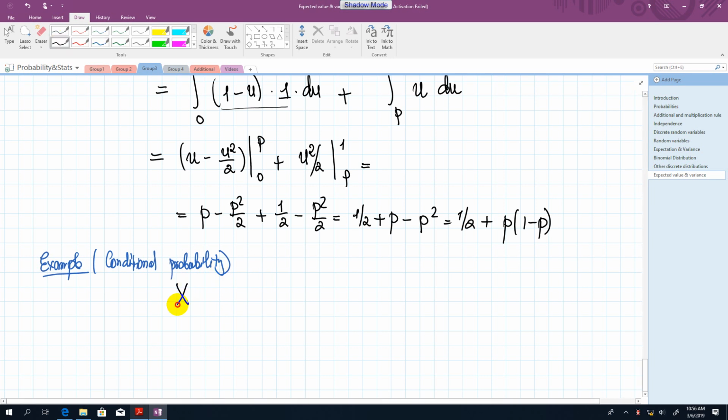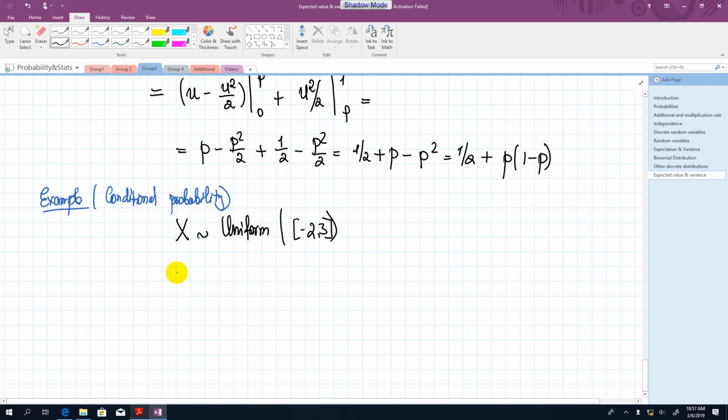So let us try to evaluate this kind of example. Let's say x has the uniform distribution between -2 and 3. Could you please evaluate the probability that x is more than 2 if it is given that x is more than 1?